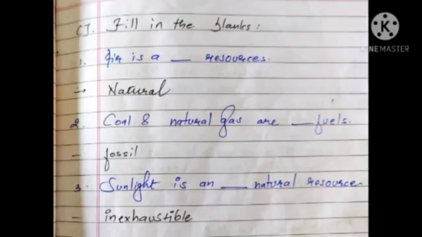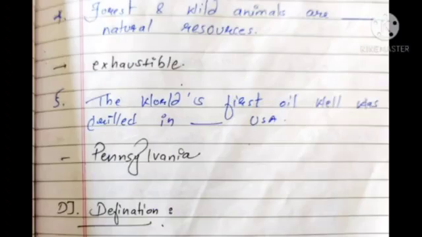Now talking about fill in the blanks. The first one is air is a dash resource, and the answer is natural. Second one is coal and natural gas are dash fuels. That is fossil. Third one is sunlight is an dash natural resource, and the answer is inexhaustible. Fourth one is forests and wild animals are dash natural resources, and the answer is exhaustible. Fifth one, the world's first oil well was drilled in dash, USA, and the answer is Pennsylvania.